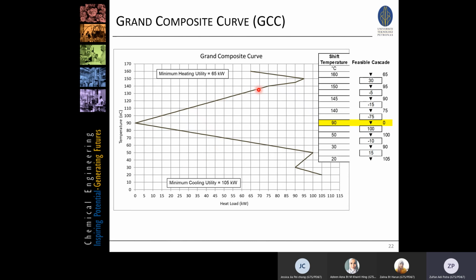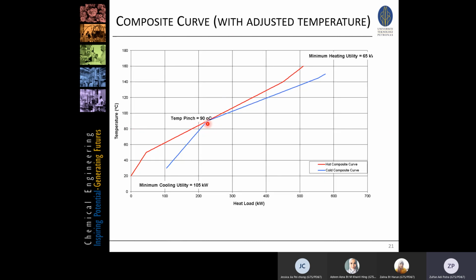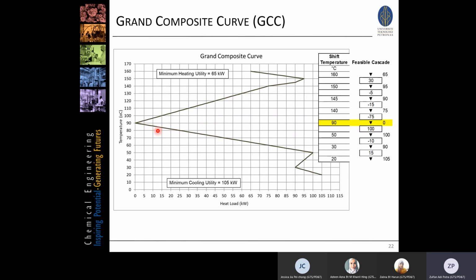Nonetheless, the superiority of the grand composite curve lies with the fact that we can set the utility level. For example, this is the grand composite curve for the same system. We can see that 90 degrees C is where the curve touches the heat equals to 0, so this is basically the pinch point. It is the same pinch point as in the composite curve, where the two curves meet each other, and here the curve meets with the heat load of 0.